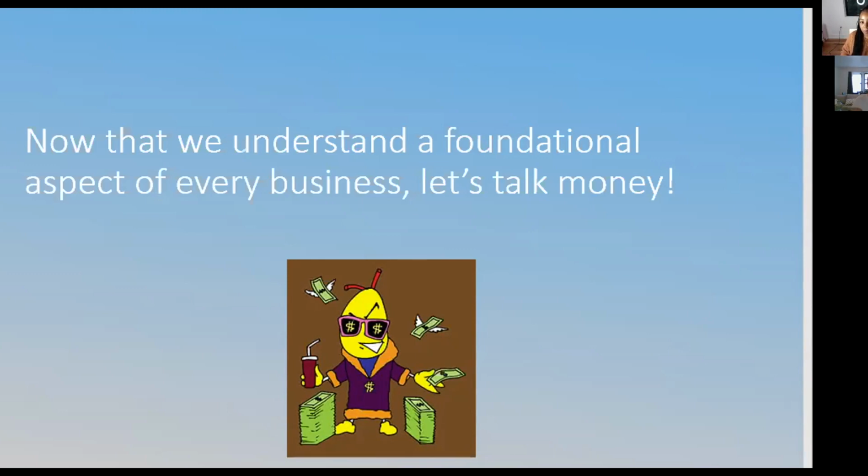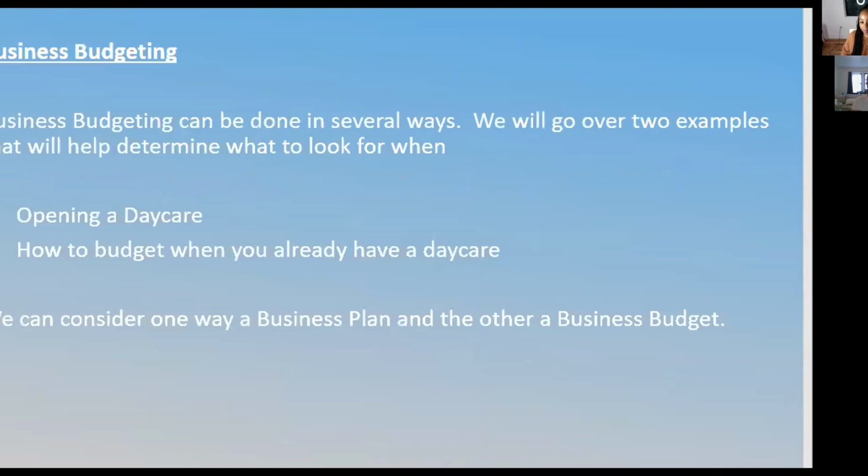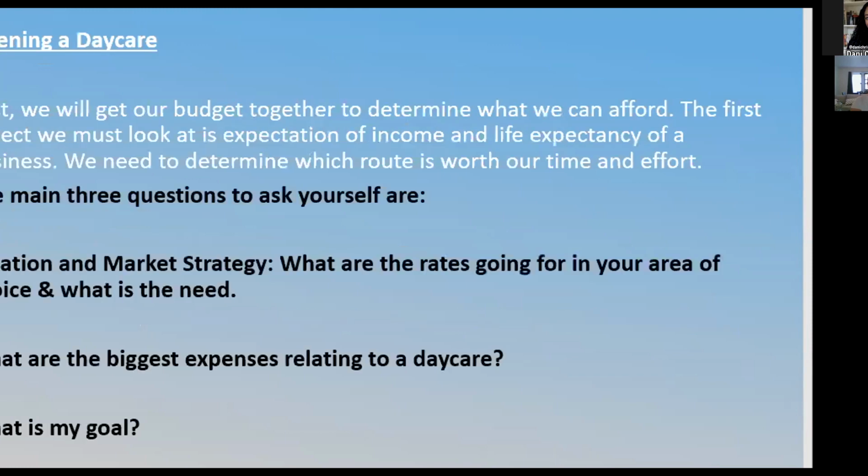Okay, perfect. So, business budgeting. Business budgeting can be done two ways: either when you're opening a daycare, or how to budget when you already have a daycare. And I'm going to show you both. Opening a daycare. So when you first open up a daycare, you need to ask yourself these three questions. What is my location and market strategy? What is my biggest expense? And what is my goal?